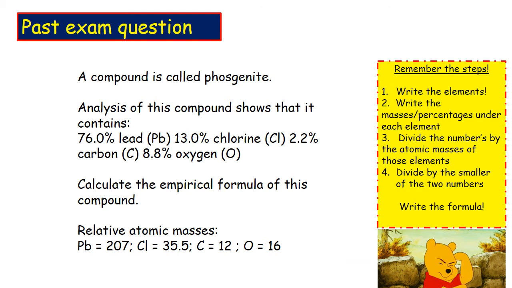Right, another question for you. You're going to do lots of practice so you feel confident. A compound is called phosgenite. Analysis shows that it contains 76% lead, 13% chlorine, 2.2% carbon, and 8.8% oxygen. Calculate the empirical formula of this compound. So again, pause the video, then have a go.